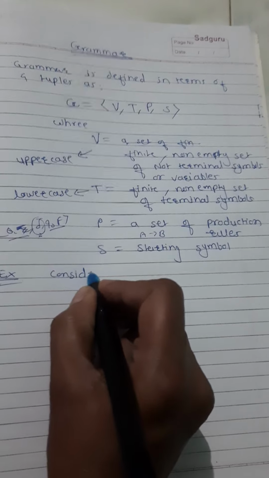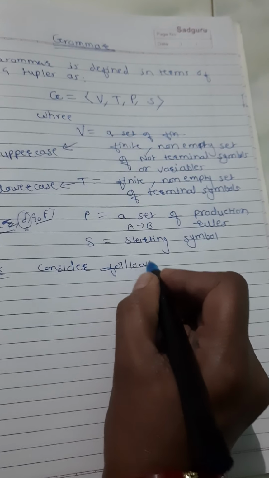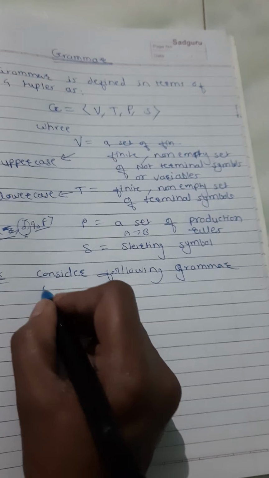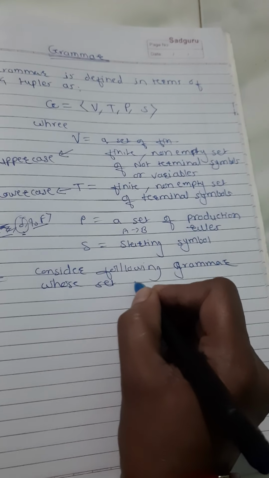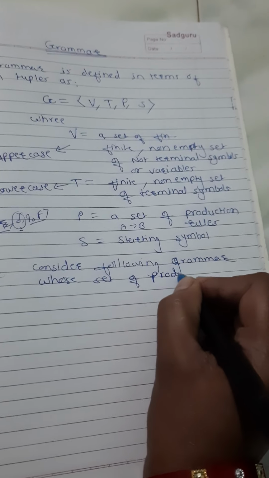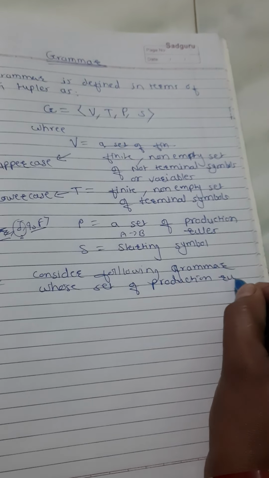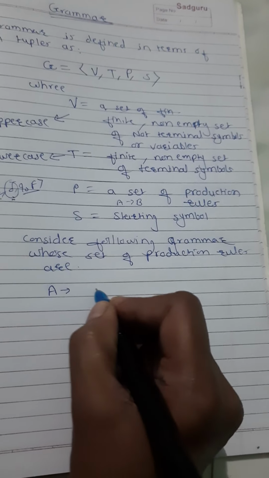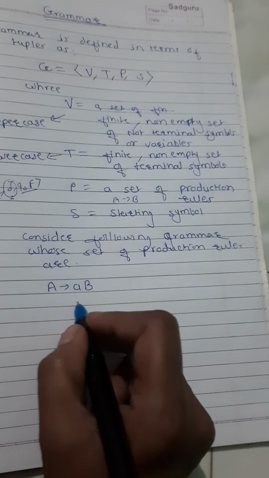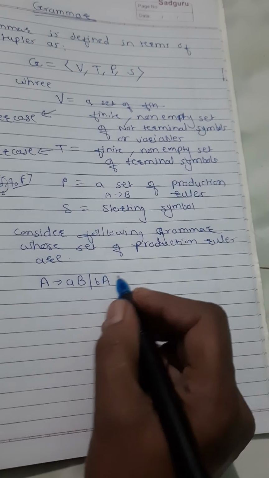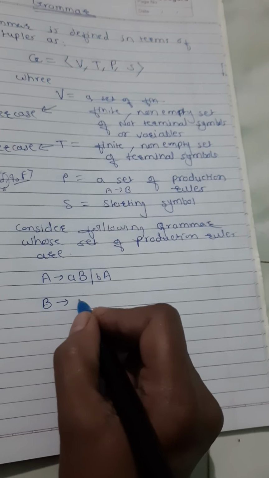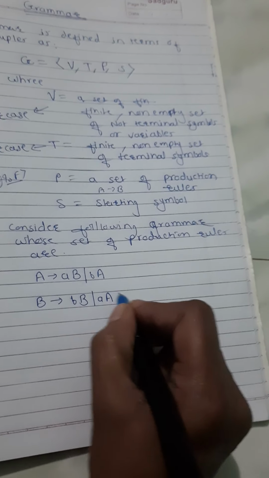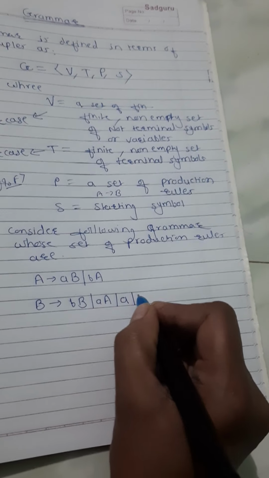Then see here one example. Consider the following grammar whose set of production rules are: capital A gives A capital B or B capital A, then capital B gives B capital B or A capital A or small a or small b.